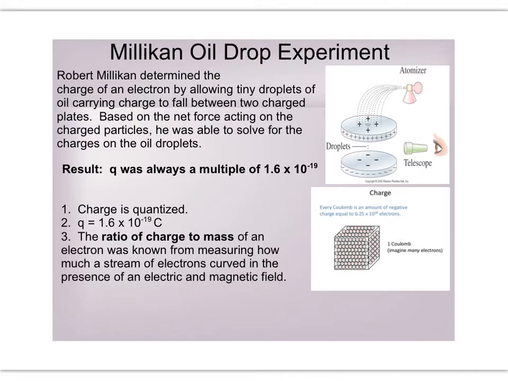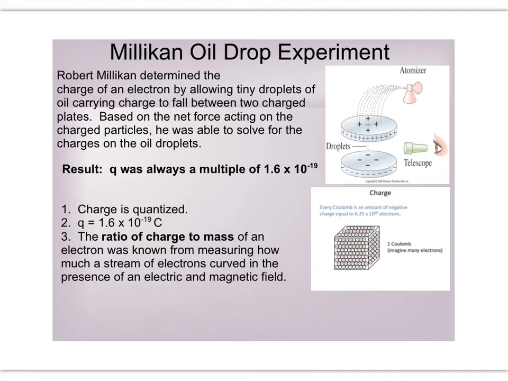For a long time, we had a charge to mass ratio of an electron known, but we didn't know either the charge or the mass. We just knew the ratio of the two. And so Robert Millikan did an experiment where he had tiny droplets of charged oil moving through what's called an electric field. And the electric field exerted a force on the charged droplets, and based on how they fell, he could figure out exactly how much charge each droplet had.